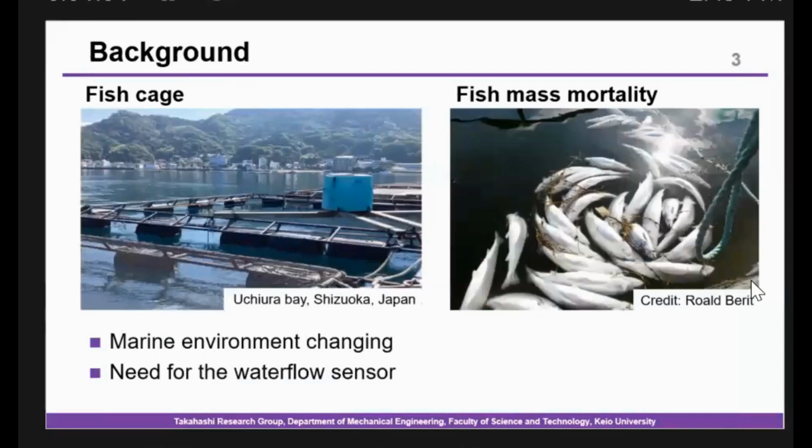I will talk about the background. These days, the marine environment is changing due to global warming and other factors. A failure to adapt to these environmental changes can lead to fish mass mortality. So, monitoring devices for the aquaculture environment have been developed to establish sustainable aquaculture. To meet the need for better monitoring, we developed a two-dimensional water flow sensor.